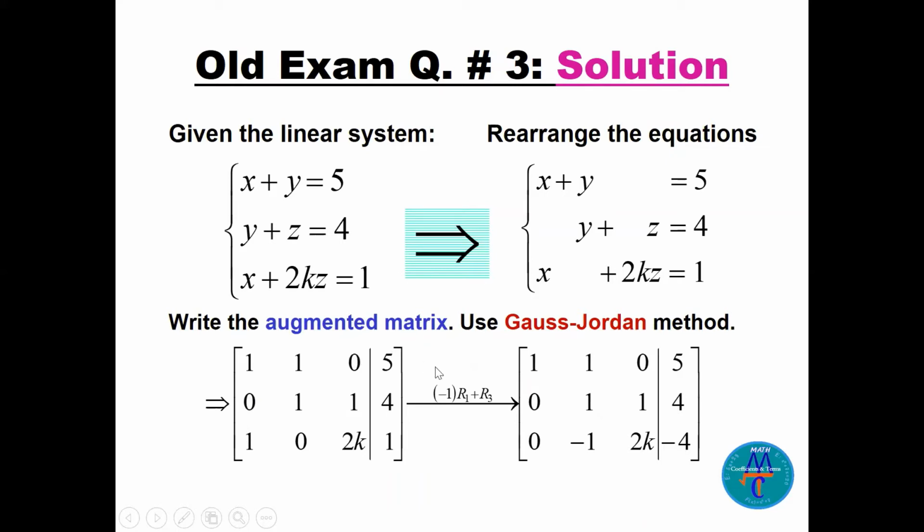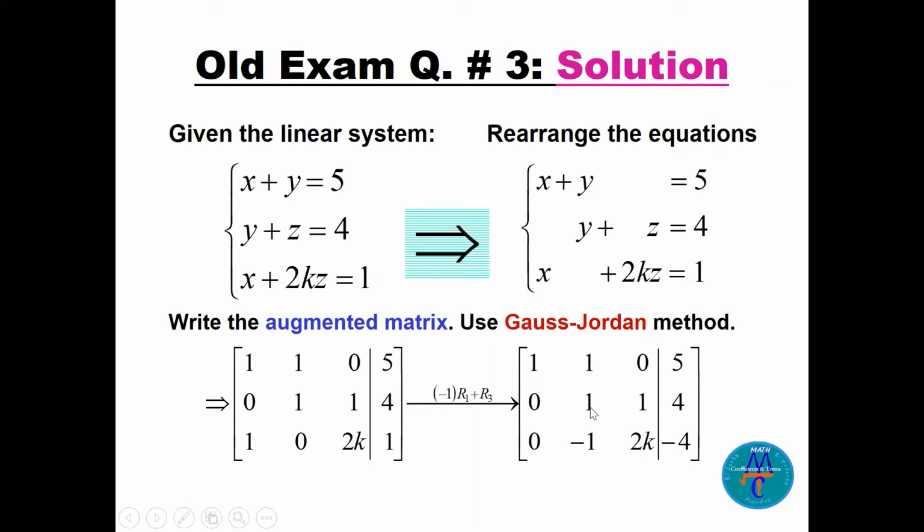So I multiply row 1 by minus 1, and then I will add to row 3. So it becomes here, see, minus 1 times this one is 0. Minus 1, you add to 0, this is minus 1. You multiply by 0, you still get 2k. Multiply with minus 1, you get minus 5. With this one, you get minus 4.